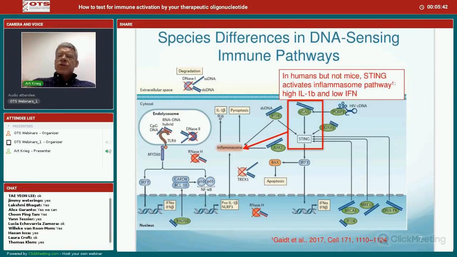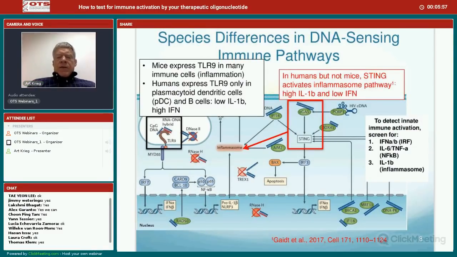And it's something we have to keep in mind when we're screening for the effects of nucleic acids, because the results of screens in mouse cells may give different outcomes than what we get when we're screening with human cells. Now, the other major DNA sensing pathway that I'd like to talk about today is the TLR9 pathway.